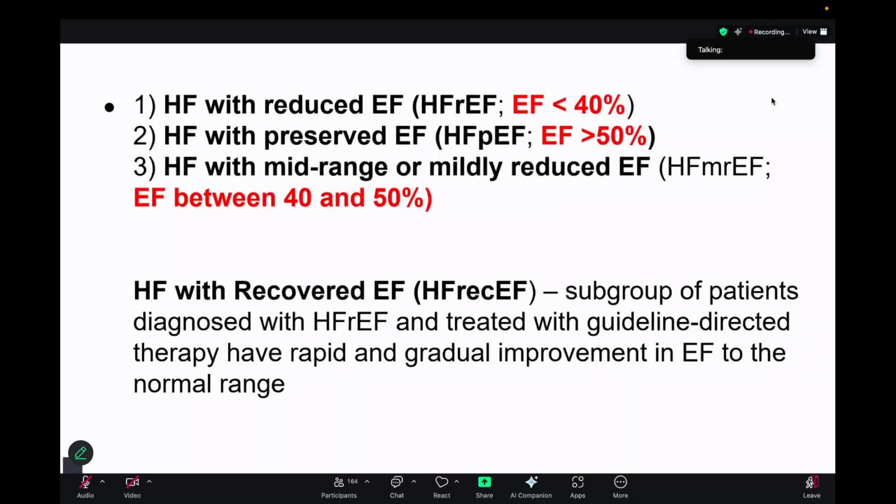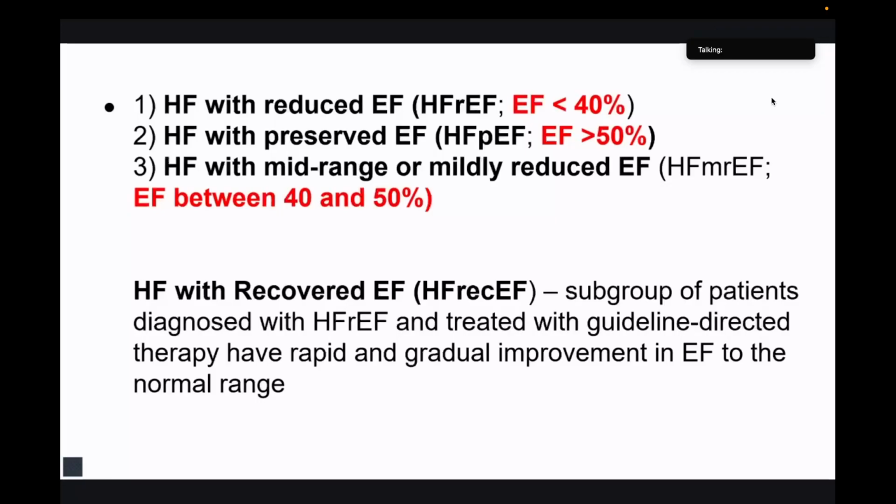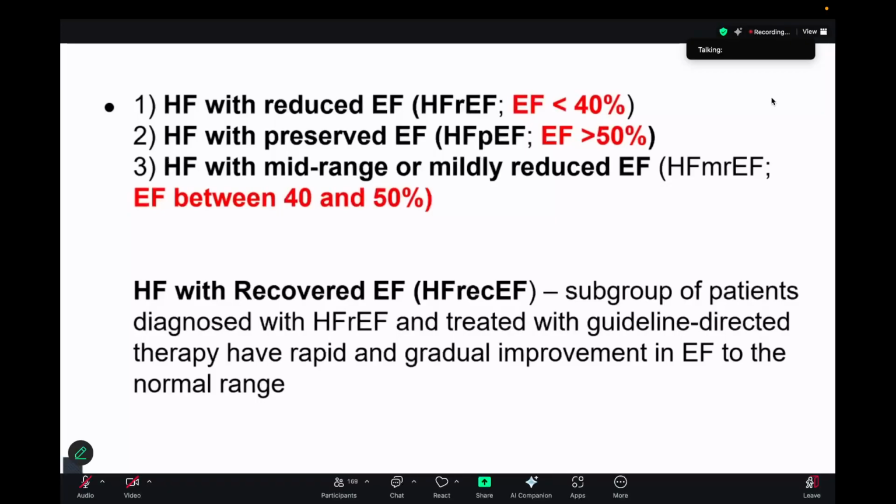Classifying patients in heart failure based on their left ventricular ejection fraction is important due to differences in the demographics, comorbidities, and response to therapy. Heart failure with reduced ejection fraction, HFrEF, means the ejection fraction is less than 40%. Heart failure with preserved ejection fraction, HFpEF, means the ejection fraction is more than 50%.